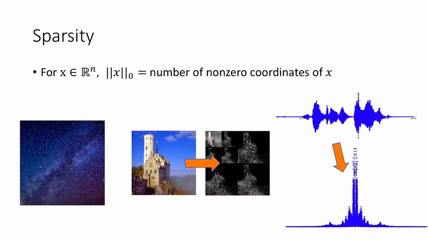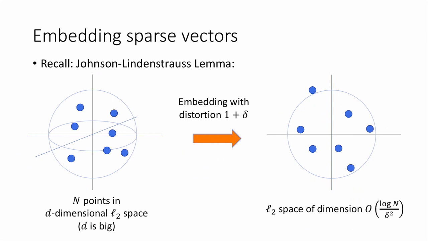Similarly, a lot of naturally occurring audio signals, like human speech or music, also become sparse when you write it in the right basis, for example, when you take a Fourier transform. Given that sparsity is everywhere, today we're going to look at the problem of embedding sparse vectors. For some motivation for this, let's recall the Johnson-Lindenstrauss lemma that we saw previously.